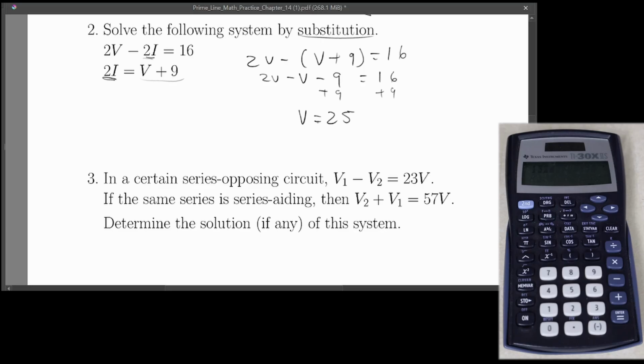Then we're going to plug this back into our other equation. So for our i, we can say 2i equals 25 plus 9. That gets us to 34 equals 2i. Divided by 2, we'll get i equals 17.